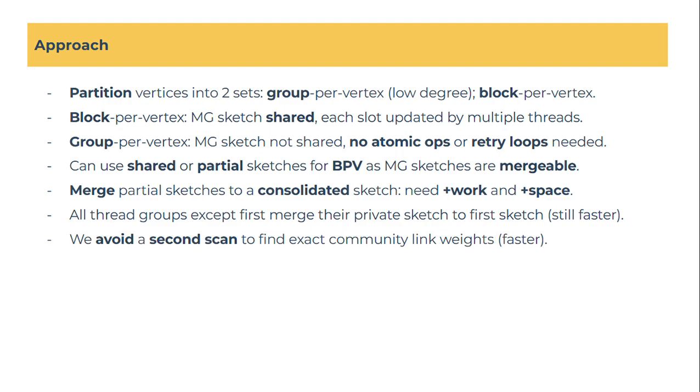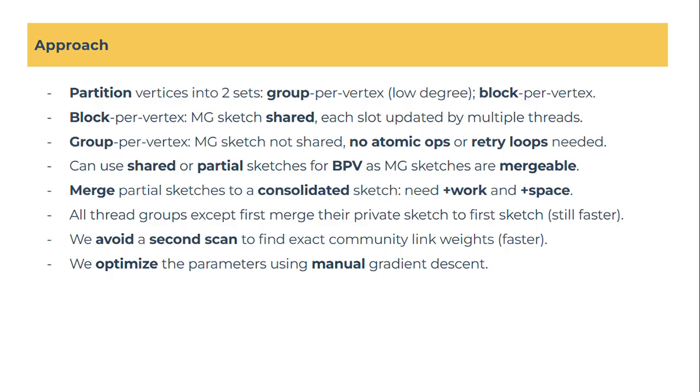We can also avoid a second scan to find the exact community link weights and just use the sketch value to determine the most popular label for a vertex. And this is actually faster without sacrificing on community quality.